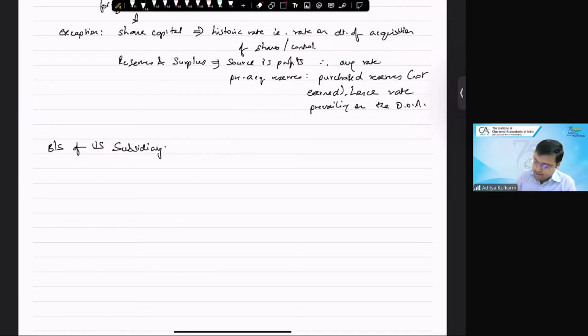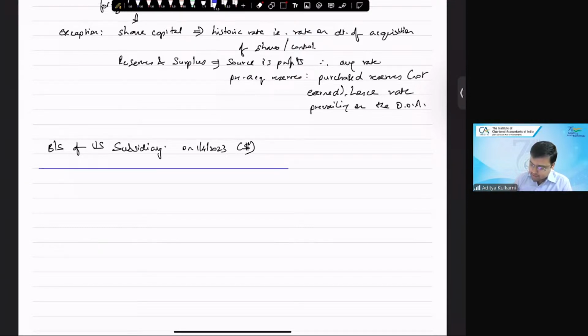That's right. See, balance sheet of a US subsidiary on 1st April 2023. Let us prepare a very simple balance sheet. Okay, this is in dollars. So I'll just do a T form balance sheet. बोलना मत कि सर को vertical balance sheet नहीं आता है. Okay, because I just want to explain the concept to you.